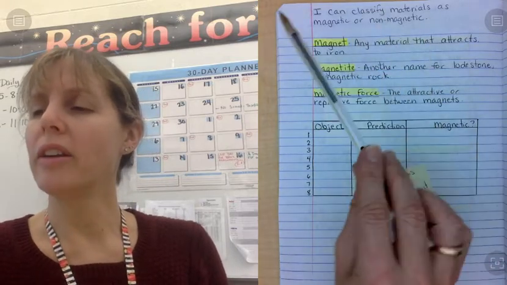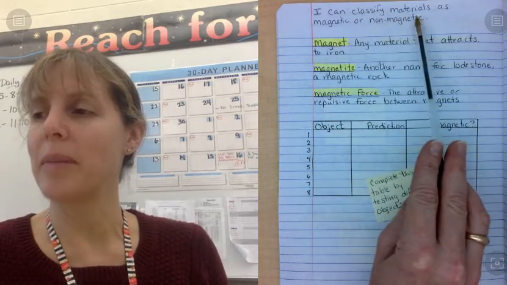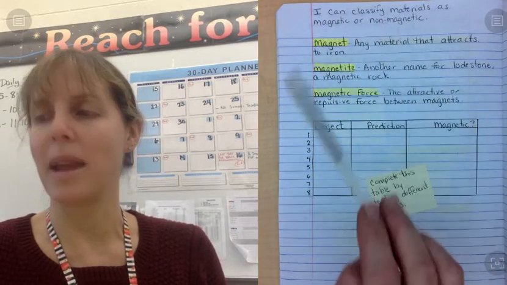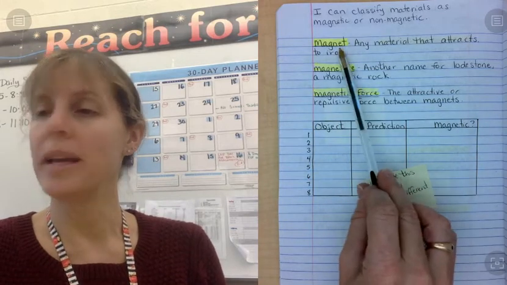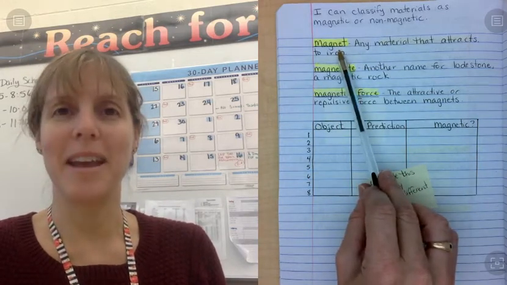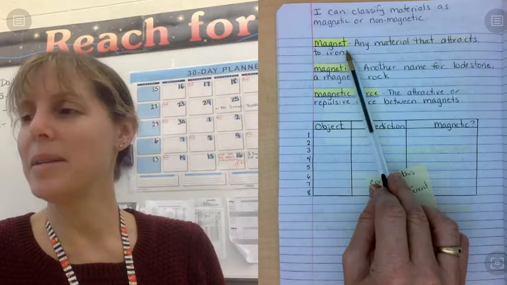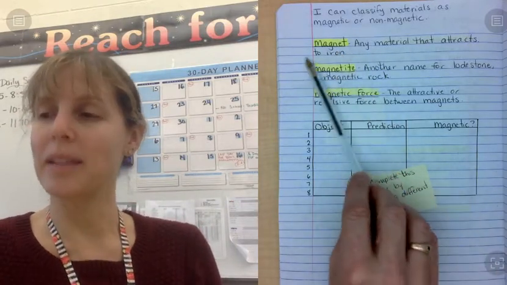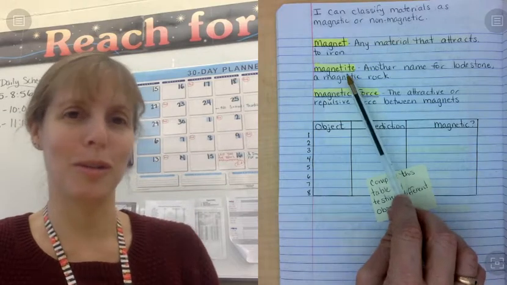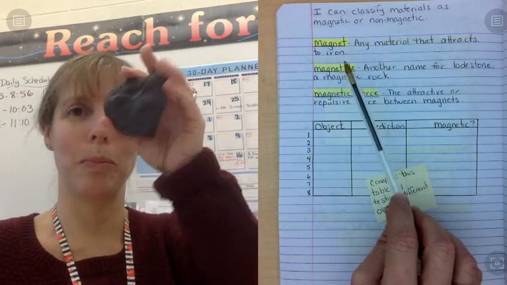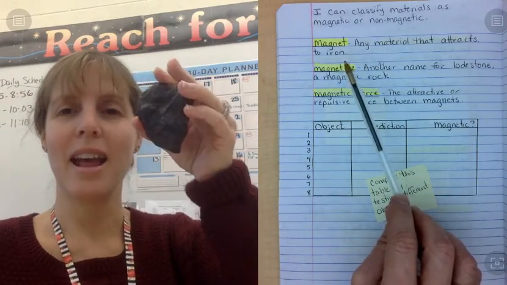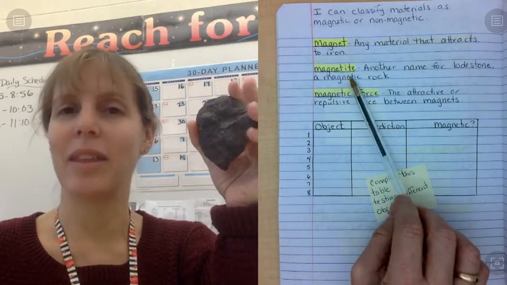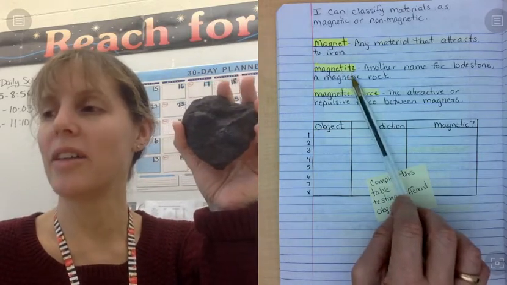So our learning target today is I can classify materials as magnetic or non-magnetic. Our important term is magnet. Say it with me. Magnet. It's any material that attracts to iron. Our next one is magnetite. I just showed you some of that, right? It's this piece of rock. Magnetite, say it with me. Magnetite. It's another name for lodestone.